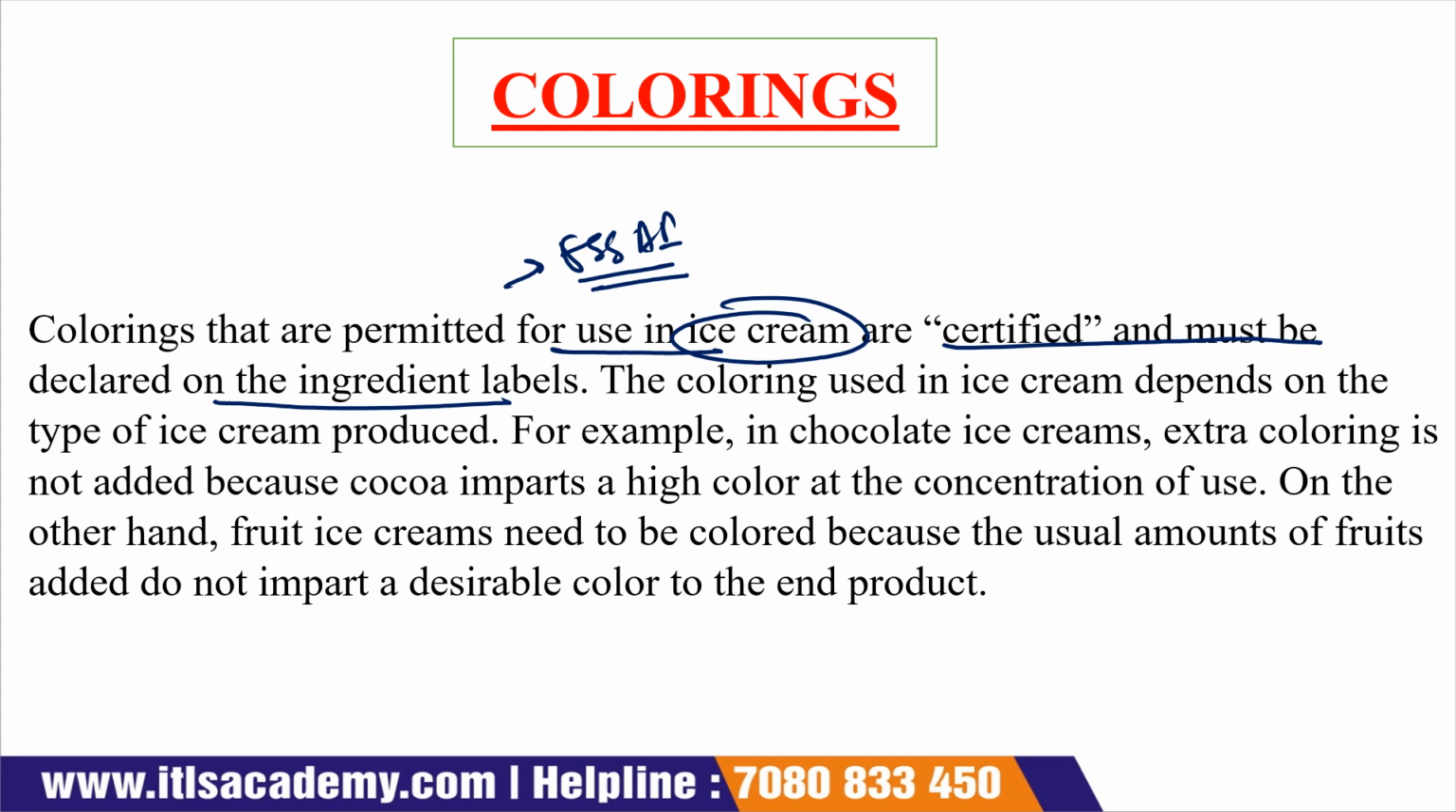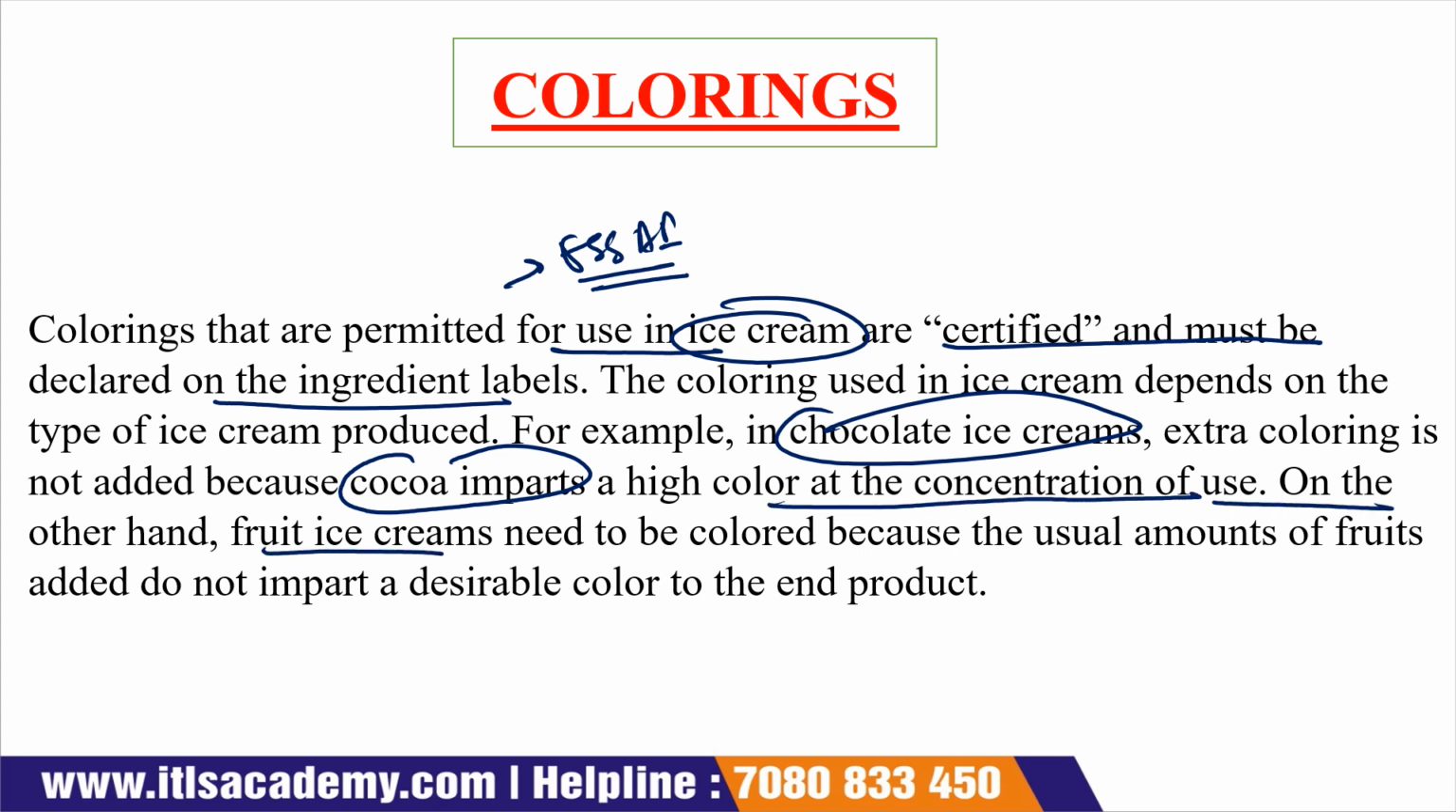The coloring used in the manufacturing of ice cream totally depends upon the ice cream being produced. For example, if you produce a chocolate ice cream, you do not have to add extra coloring, because cocoa imparts high color at the concentration of use. On the other hand, fruit ice cream needs to be colored because the usual amount of fruit added does not impart a desirable color to the end product. So this is all about the ingredients of ice cream.